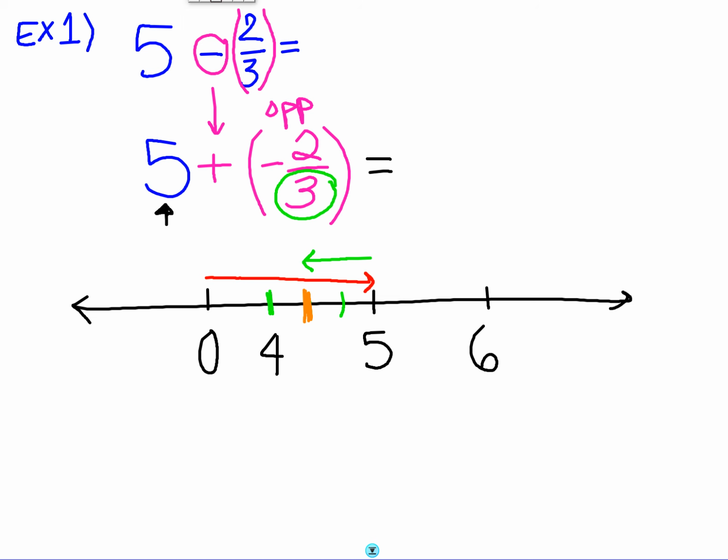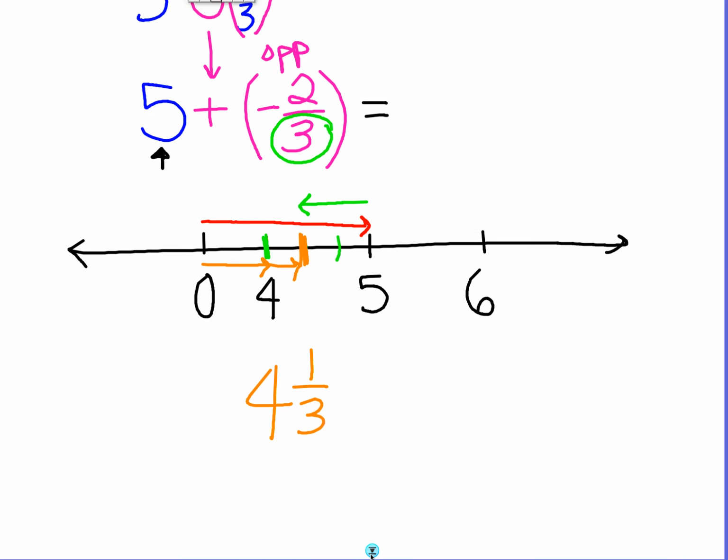And I find my answer by going forward. So from 0, I would go to 4, and then to get to my orange line, I would go 1/3. So the answer is 4 and 1/3. Okay, so that's one method. The other method is to get a common denominator.